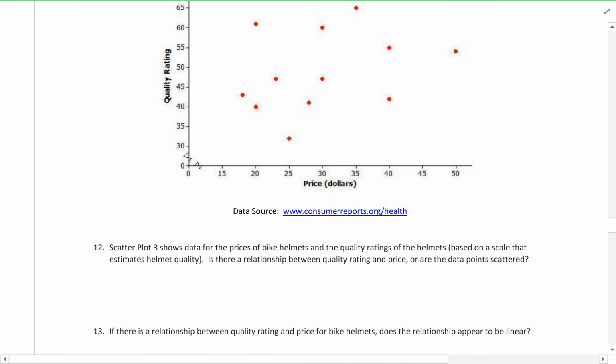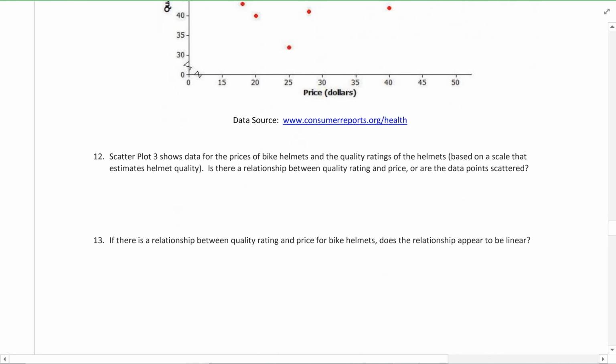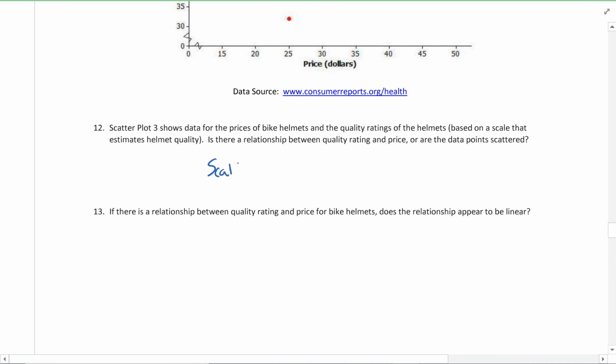12. Scatterplot 3 shows data for the prices of bike helmets and the quality rating of the helmets based on the scale that estimates helmet quality. Is there a relationship between quality rating and price, or are the data points scattered? So, again, quick analysis. If I'm looking at this, they're kind of scattered. There's not really one relationship.